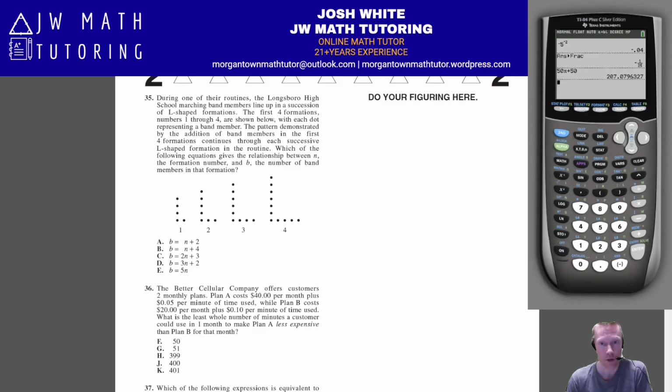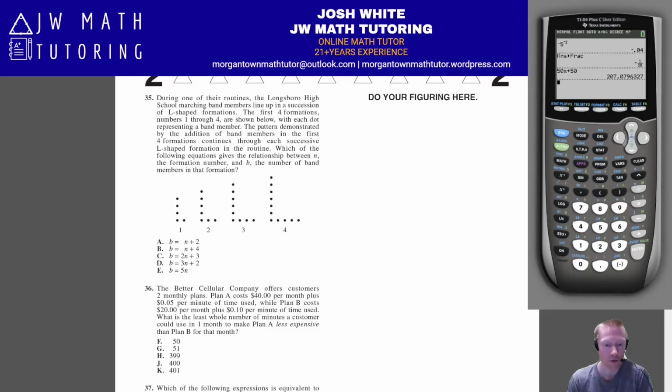Basically, they want to find the relationship between what number of the formation it is, so like 1, 2, 3, 4, 5, 6, versus the total number of members in the formation. So there are multiple ways that you could do this one.